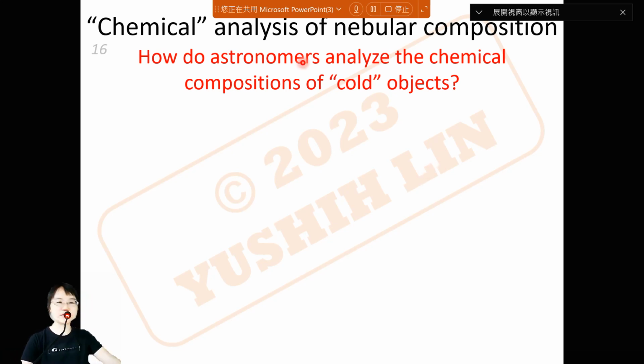Where is that? In nebula. How do we know that? We need to be able to measure the chemical composition of nebula. How do astronomers analyze the chemical composition of cold objects? Stars are very hot, so you can use visible light telescopy. However, nebula are much colder. How do you analyze its chemical composition?